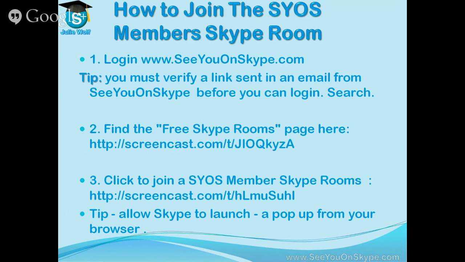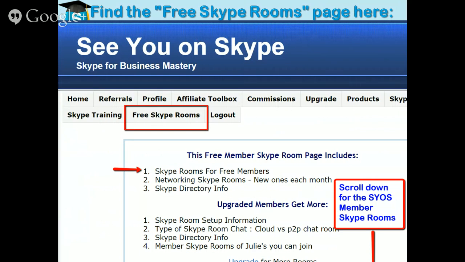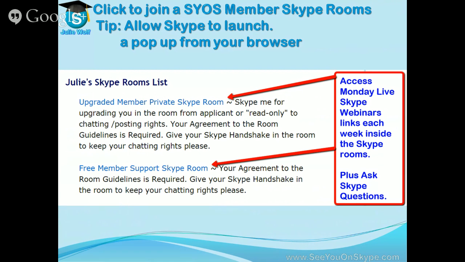So let's see what those images look like. Here's where you find the free Skype rooms page inside of See You on Skype. There's several things on this page. The first one is Skype rooms for free members. Scroll down for your SYOS member Skype rooms. And here's what they look like when you scroll down. You click one of those blue links to join the Skype room and allow Skype to launch in a pop-up from your browser. You can access Monday live Skype webinars, new links given each week inside these Skype rooms, and you can ask your Skype questions.